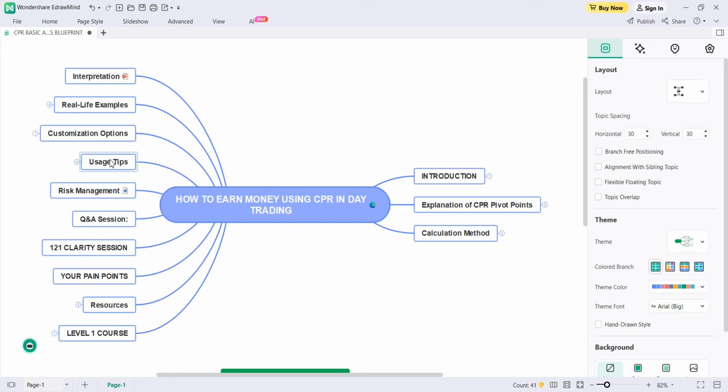This is a mind map where I am going to explain the powerfulness of CPR Pivot Points. Through the CPR Pivot Points, there is a potential to earn money from the markets. Let's go to the introduction.